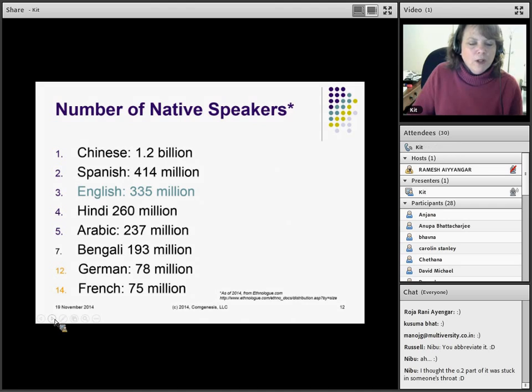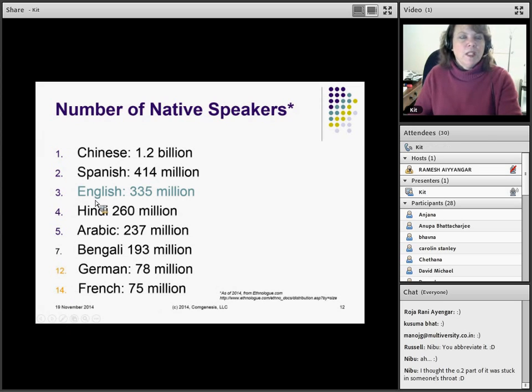So out of 6,909 approximately living languages, 6%, so only 415 are spoken by a million or more people. So 415 out of 6,909 languages are spoken by a million or more people. And this accounts for 94% of the world's population.